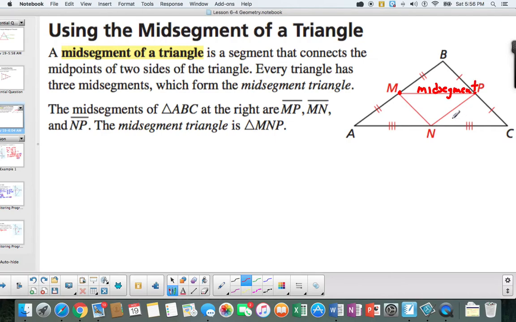Now, a triangle has three mid-segments because if you join this midpoint and this midpoint, it's also a mid-segment. And of course, this one is 1, 2.